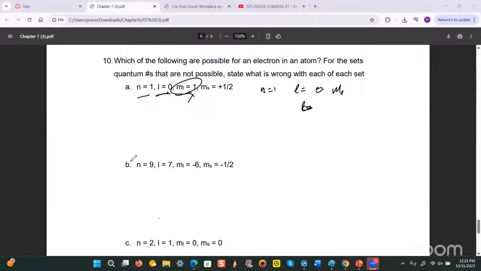Okay, so the answer here would be that it's not possible because if L is equal to 0, then ML cannot be equal to 1. All right? And that's it. Okay. Any questions about this? Any questions? Okay, let's look at B.